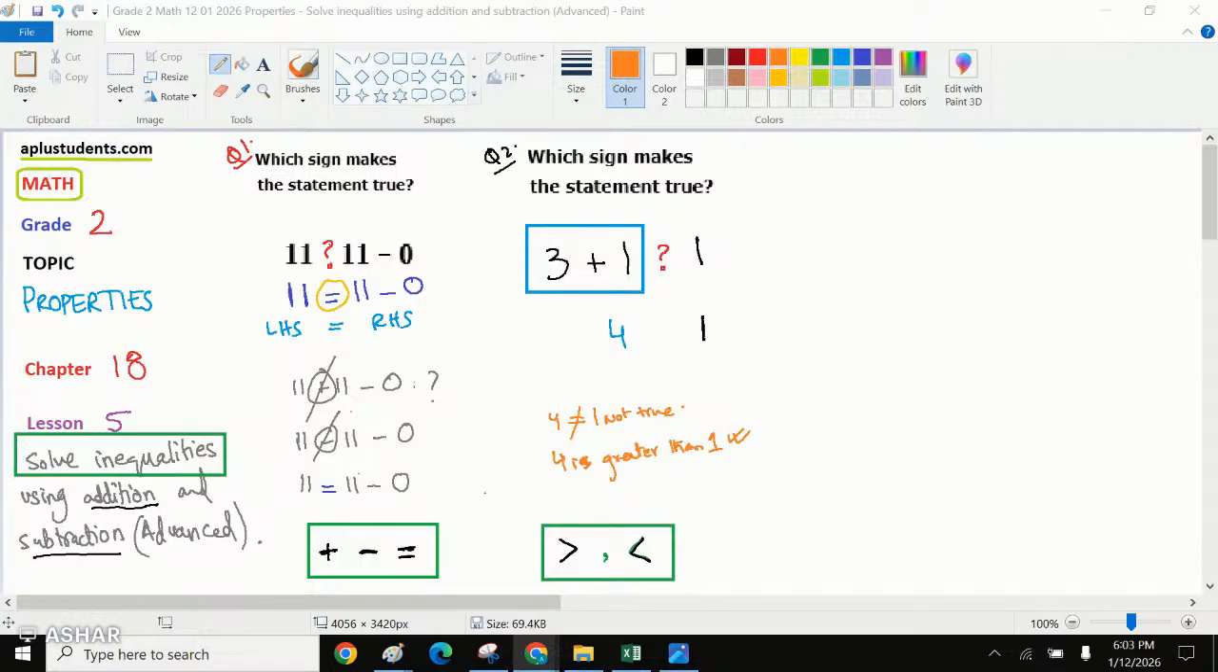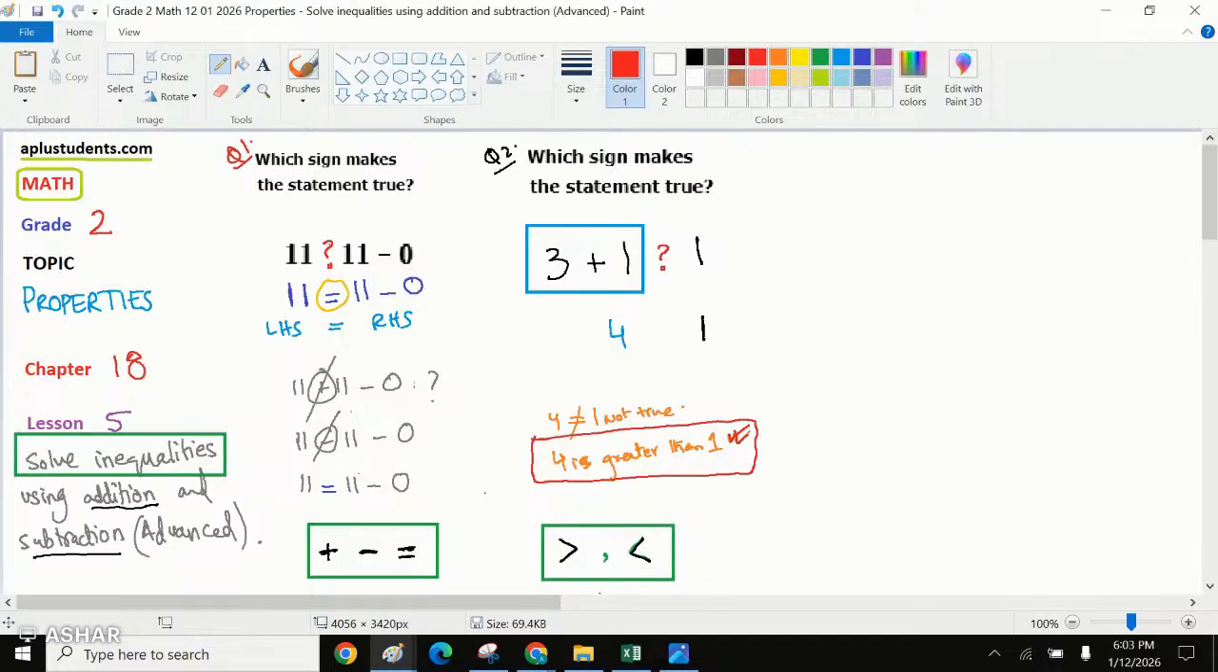Hi, Deborah. Hi, May. What we are trying to find is which sign will be put in the statement to make it true. Can I say that 4 is greater than 1? Is this a true statement? Do we agree on this?